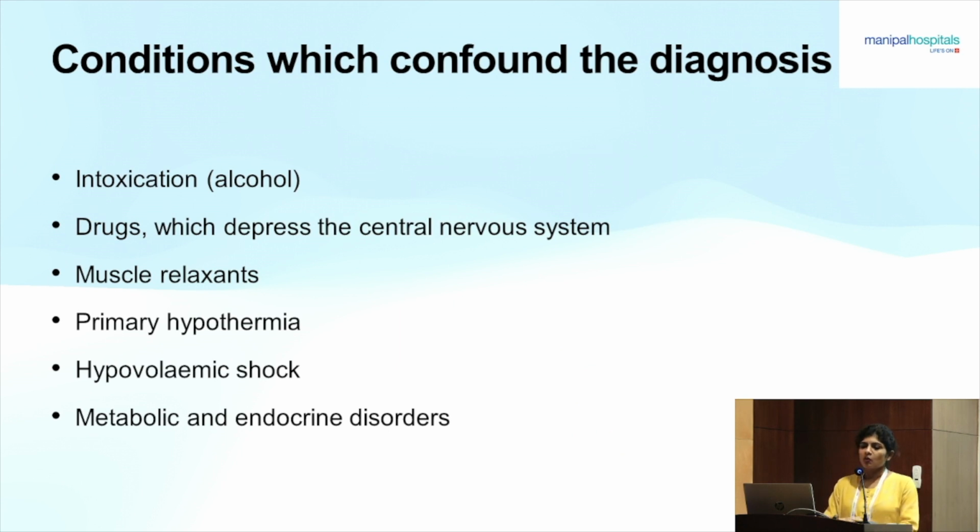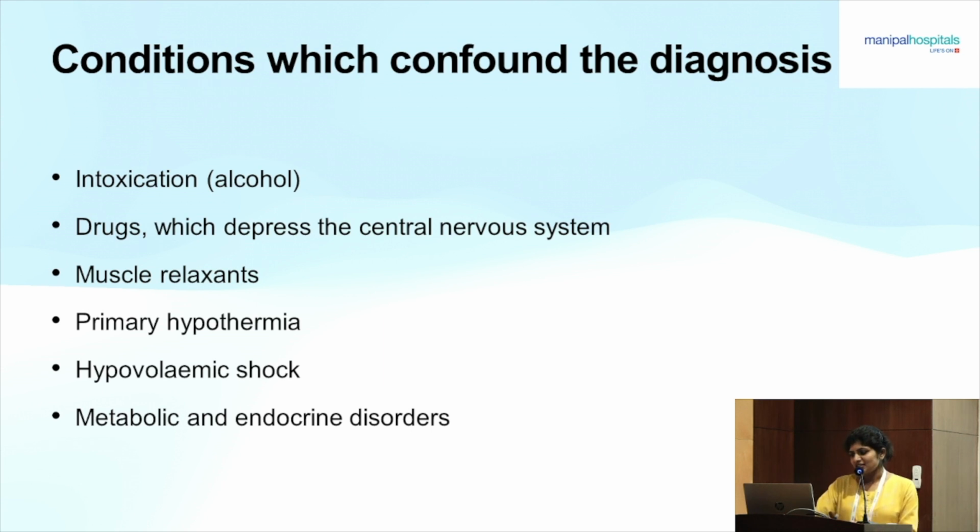So what are these confounding factors? The patient should not be under the influence of alcohol or any drugs which depress the CNS, or muscle relaxants. Primary hypothermia we may not see that much here in India. Hypovolemic shock should not be there, and any metabolic or endocrine disorder or electrolyte imbalance should be ruled out. All these things should be ruled out.